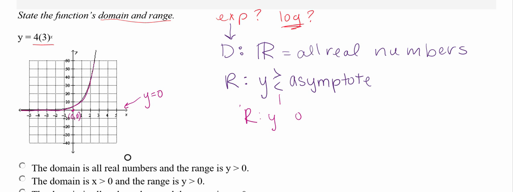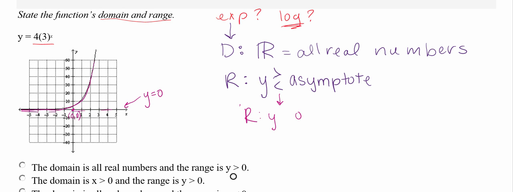And then you decide which one it is by looking at where the function's at. Here's my line, right? There's my asymptote. And if you look where the function's at, the function is up here above that line, which means y is greater than that. If it had been below it, then we would have said that it was less than. So that's your answer right there.